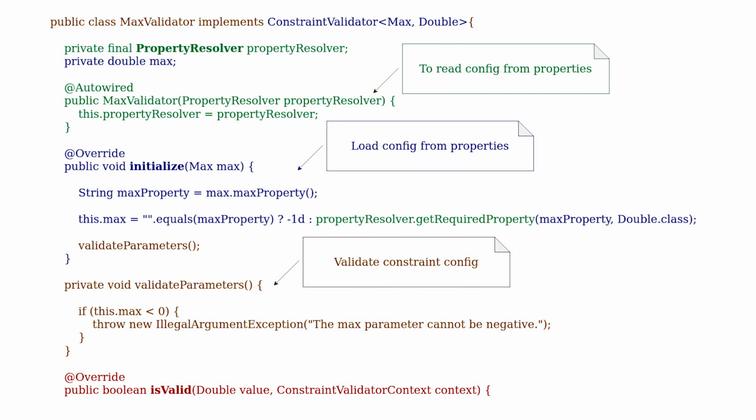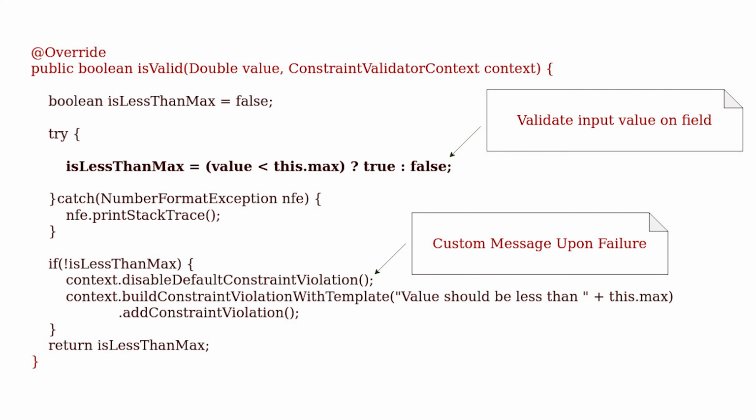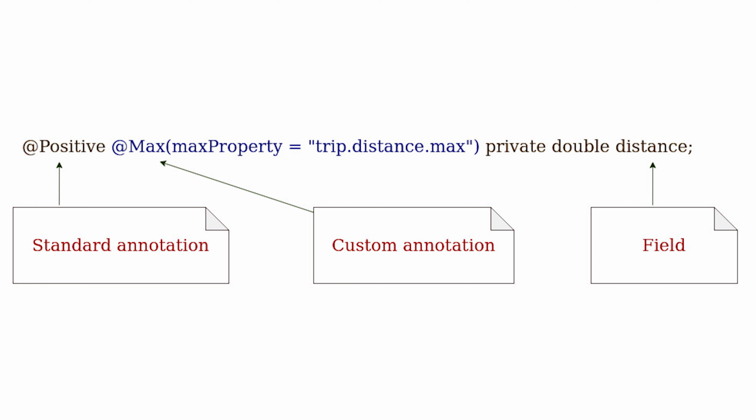This is the implementation of the max interface. The property resolver reads the config and initialize will load the max constraint value onto the validator, and it will validate whether the annotation config is valid or not. So, let us talk about isValid. This is the actual validation of the value, and if the value is less than the configured max constraint, then the value will be rejected. The annotation can be used like this, and note that you can combine custom annotations with the standard annotations like positive.